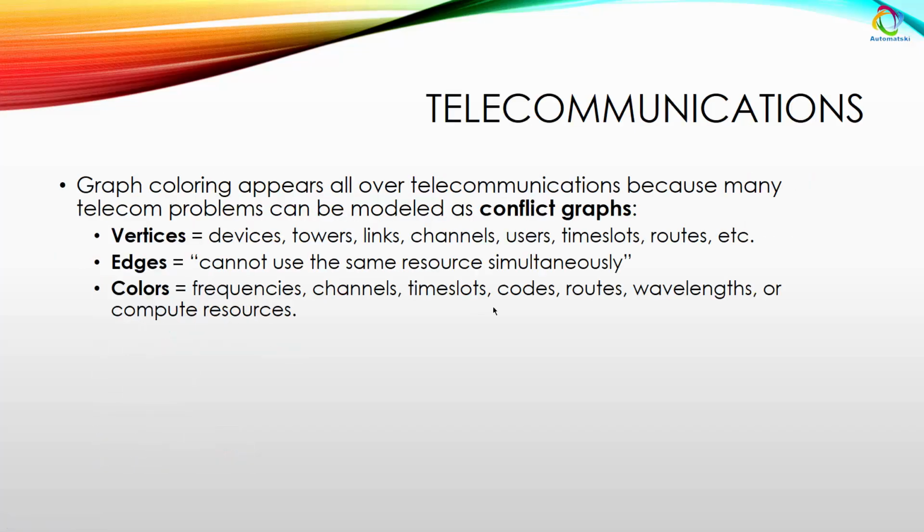Now, telecommunications is a domain where graph coloring appears in a lot of problems because almost 50% of the problems in telecommunications can be modeled as conflict graphs, where vertices are devices, towers, links, channels, users, time slots, routes, etc. And edges are constraints which make sure that you cannot use the same resource simultaneously or adjacently. Colors are things like frequencies, channels, time slots, codes, routes, wavelengths, or compute resources.